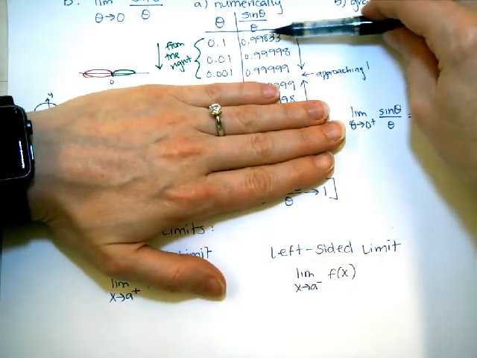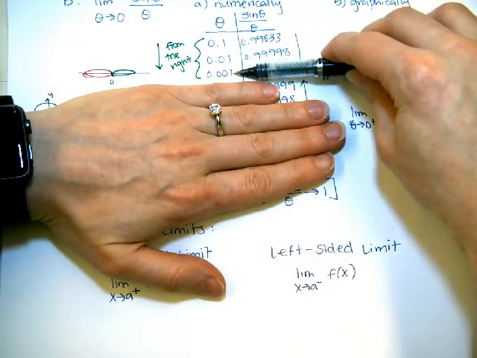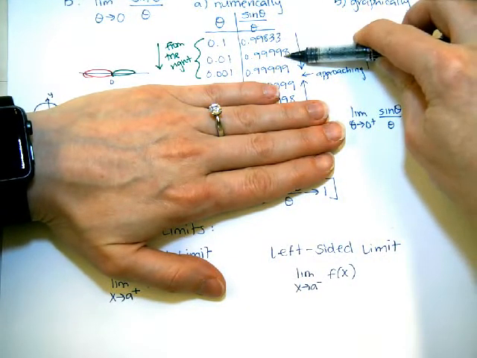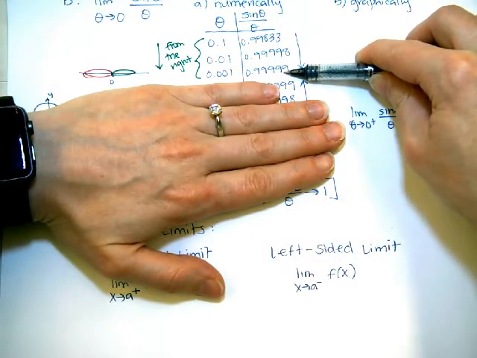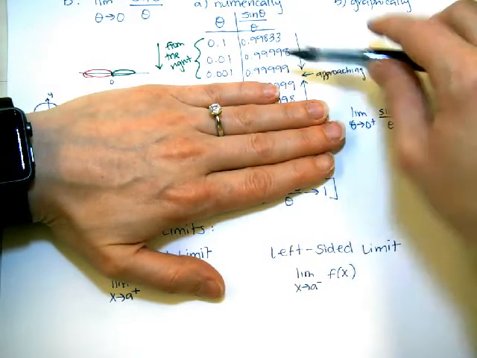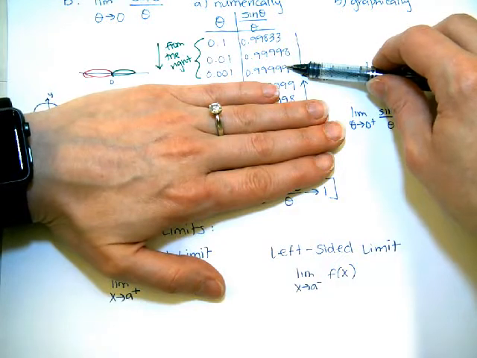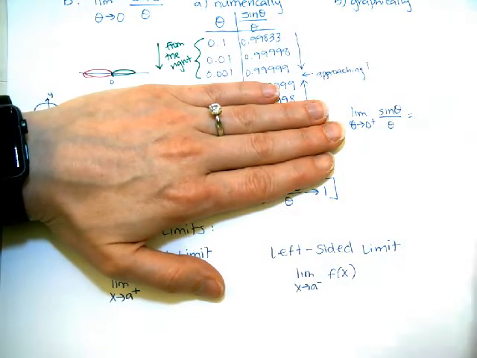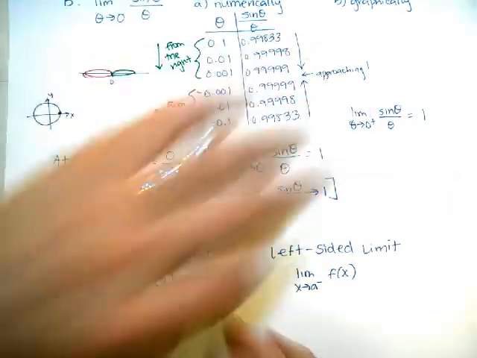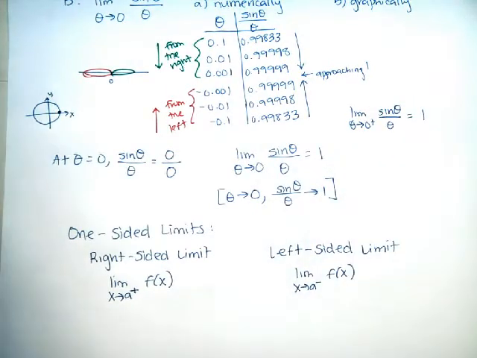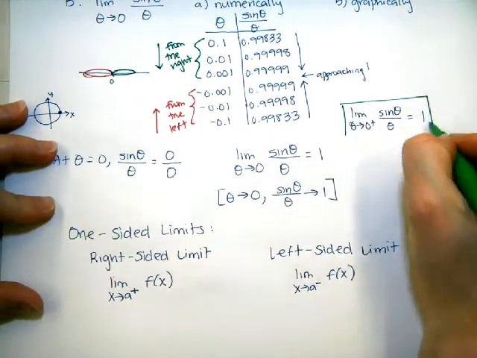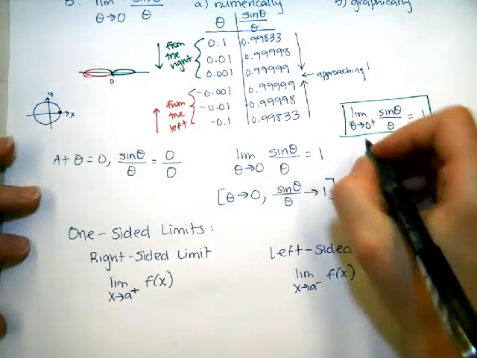So it seems like from the right side, as theta gets closer to 0, sine theta over theta is approaching 1, isn't it? 0.99. And if you aren't sure, you can always add another 0 here, see what you end up getting for this. There would just be even more 9s. So we can say then the right-sided limit is 1. Let me make that green just so you know exactly where that came from.